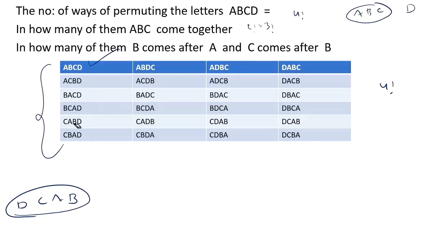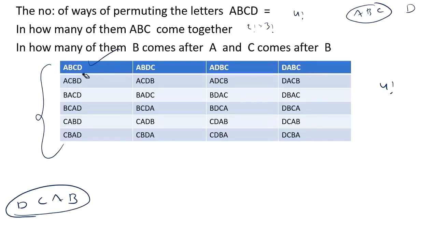Therefore, out of these 6 permutations, I am interested in only 1 permutation. Similarly, here we have these 6 permutations. Out of these 6 permutations, I am interested in only this one. Here also, out of these 6 permutations, I am interested in only this one. In these 6 permutations, I am interested in only this one.